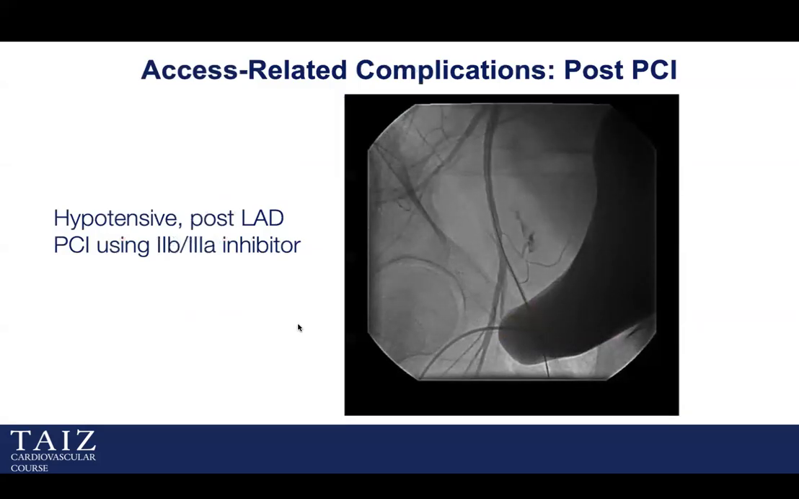Here is another case with a laceration. As you see here, there is a bleeding here. And this is a patient who underwent a PCI. Afterwards, he became hypotensive, and you can see the laceration here. And this is a very small branch. And so this is the bleeding.